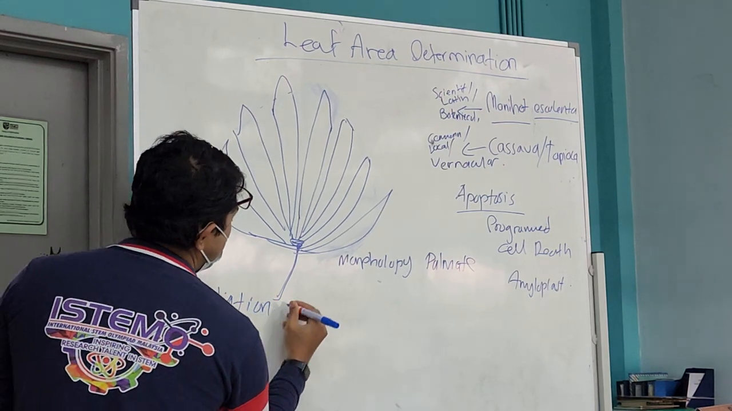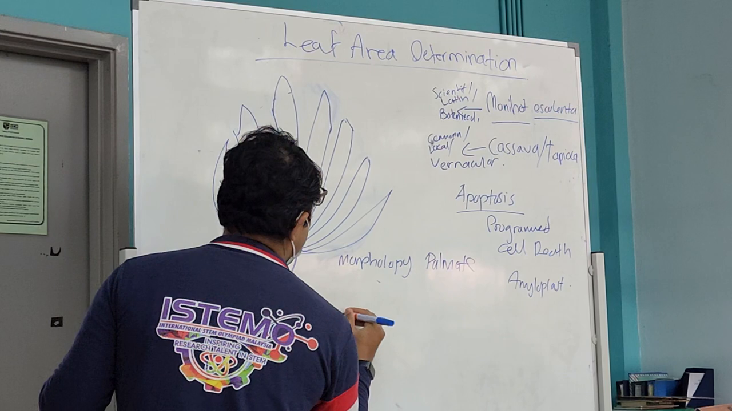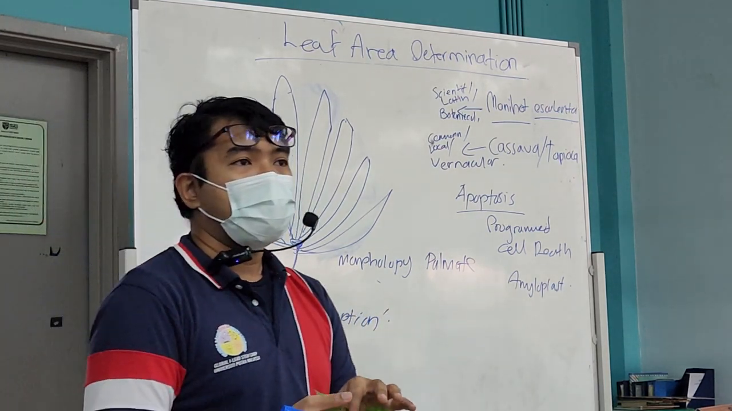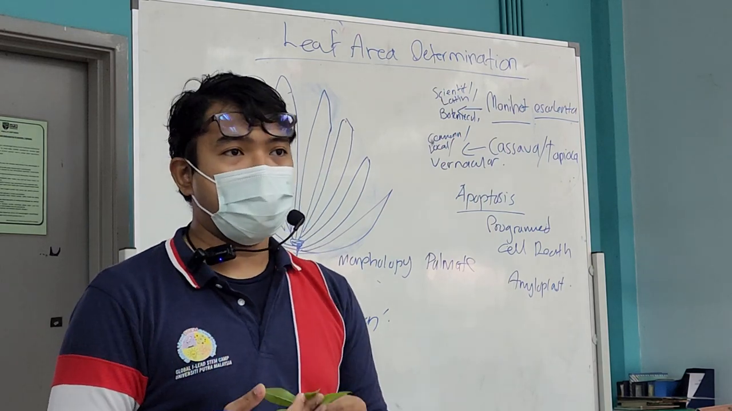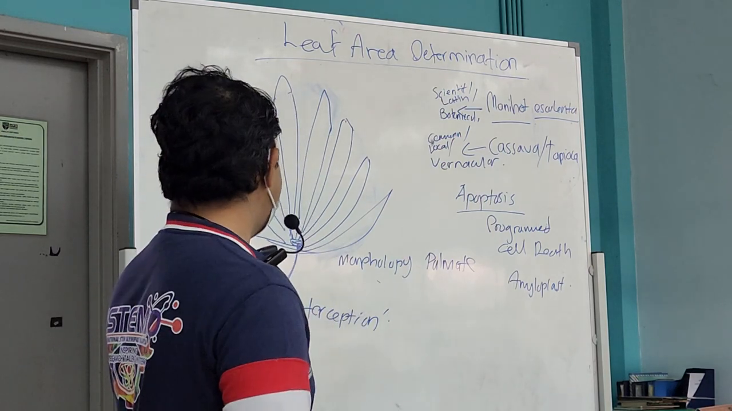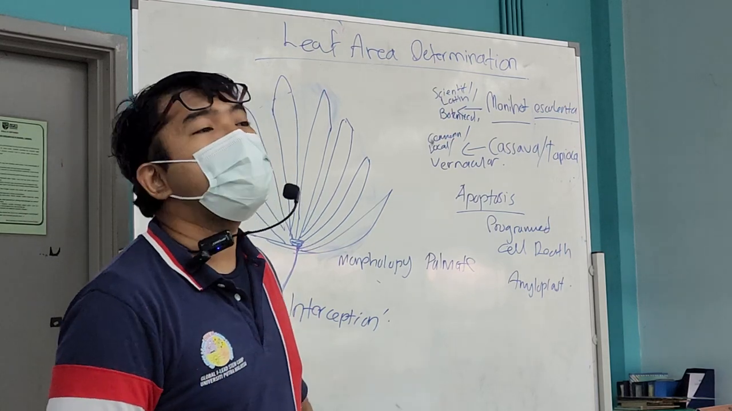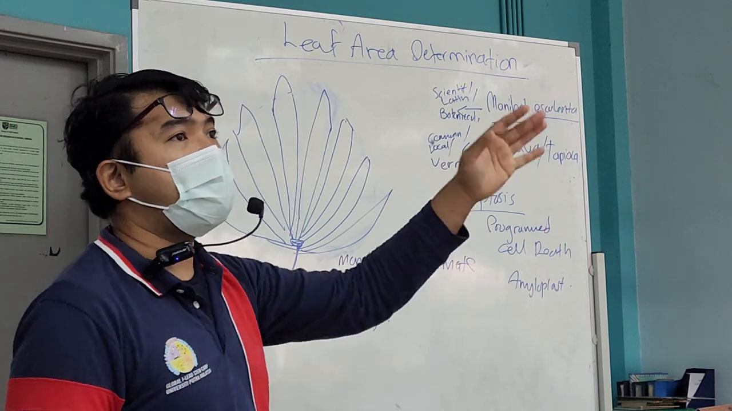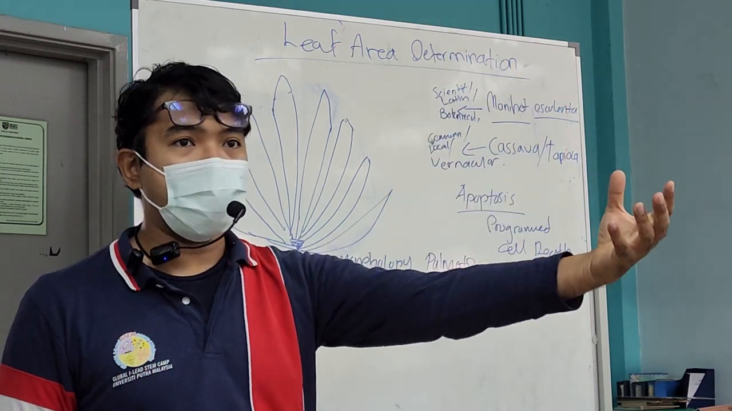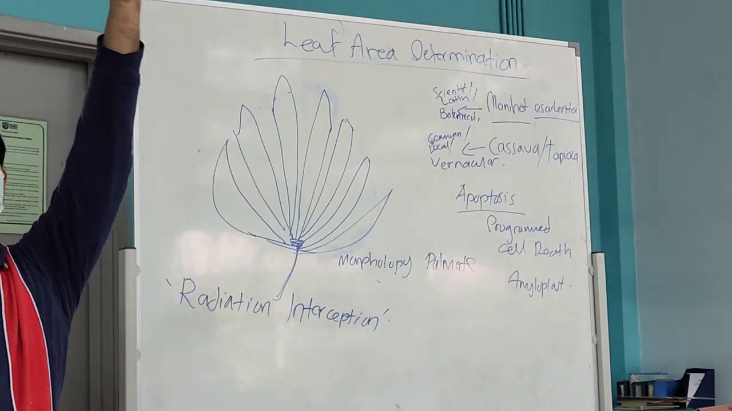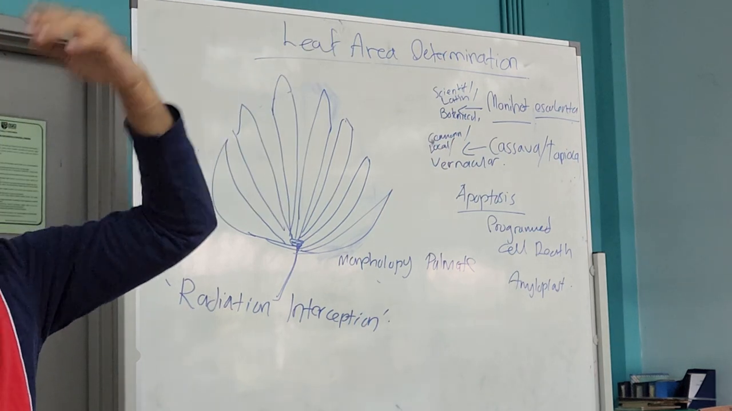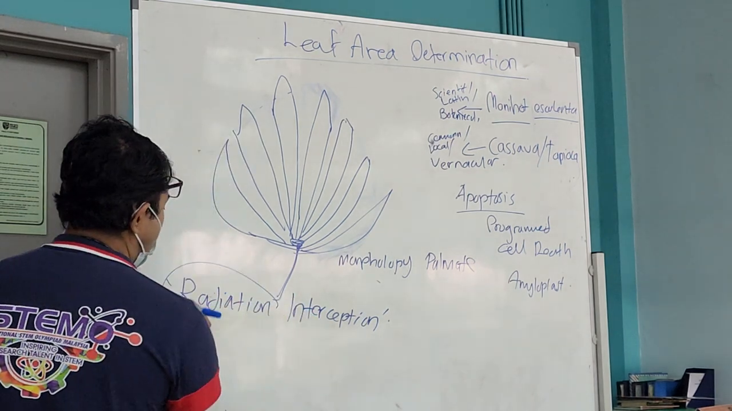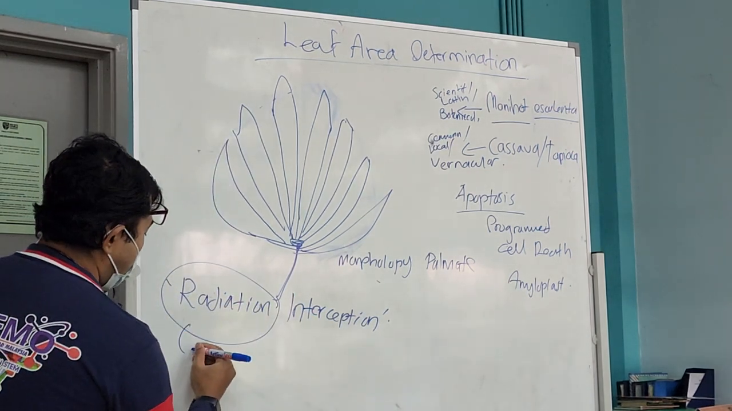Radiation interception. The organs that contain photosynthesizing cells need to intercept radiation. Don't think of radiation as X-rays, that kind of thing. Radiation is any kind of light beam coming from a source. So we have the sun, sunshine. That's a form of radiation as well. So whenever you see this, remember we are talking about energy.